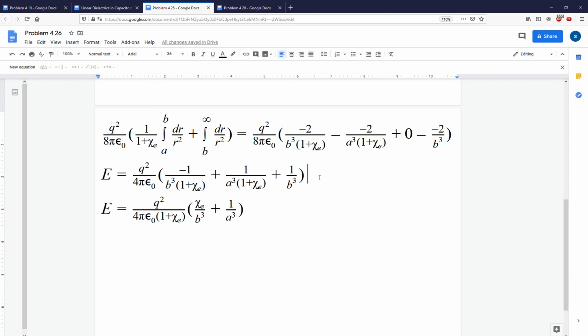Now, one more thing I've done just to make this problem a little bit neater is I have pulled out a factor of 1 over 1 plus chi e from inside the parentheses, pulled it here, cancels the 1 plus chi e here, cancels the 1 plus chi e here, and creates a 1 plus chi e in the numerator on this term. But 1 plus chi e here and minus 1 here, remember this one, we've canceled out this, so these are both over b cubed. We're just left with chi e over b cubed plus 1 over a cubed.